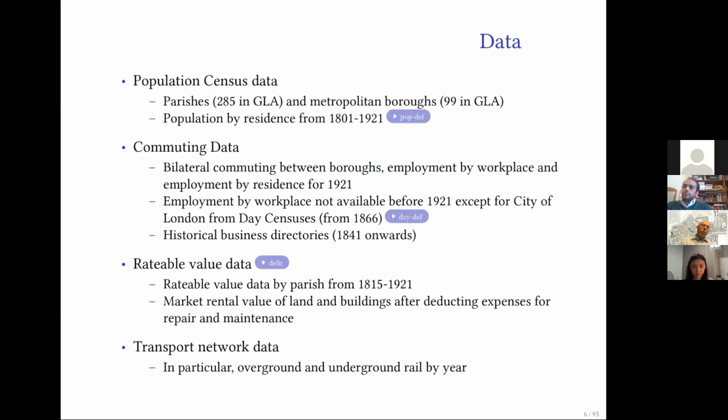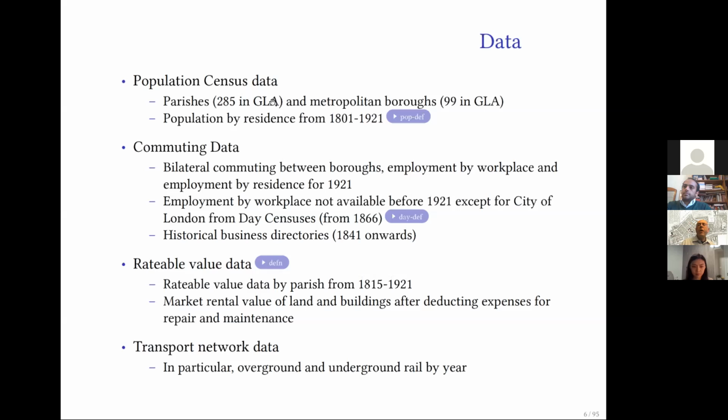So we put together this new spatially disaggregated data on economic activity in London over more than a century, from 1801 to 1921. I should acknowledge, especially speaking today at Cambridge, we're benefiting tremendously from the Cambridge Group for the History of Population and Social Structure, which has played a big role in digitizing the historical population census of England and Wales. That's going to be one of our key data sources: population by residence in every parish in the Greater London area from 1801 through to 1921.